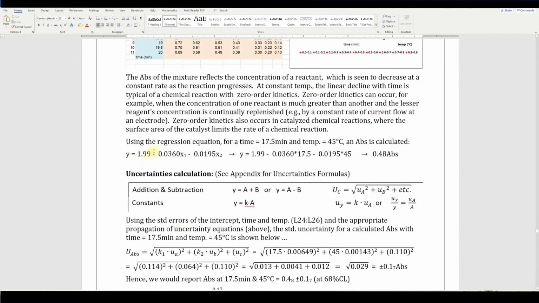Y is equal to 1.99 minus 0.0360 times the time of the reaction minus 0.0195 times the temperature of the reaction. Now what do we do with this? Well, we could calculate the absorbance at any time and temperature that we choose. Now, why would you do that? Well, here's a hypothetical example.